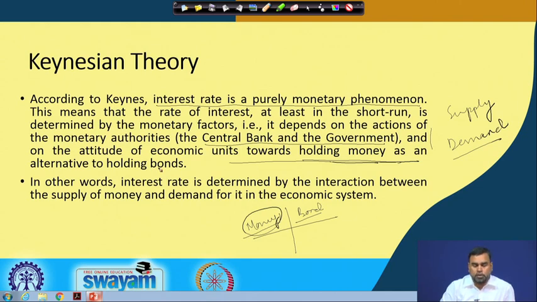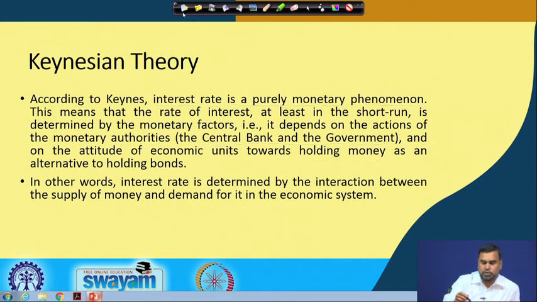That is basically the question which is always raised in the mind of the people who are participants in the financial system: how the money is demanded, for what reason the money is demanded, because the interest rate is determined with the intersection of the supply of money and the demand for money, and according to Keynes, this particular interest rate concept is purely a monetary phenomenon.